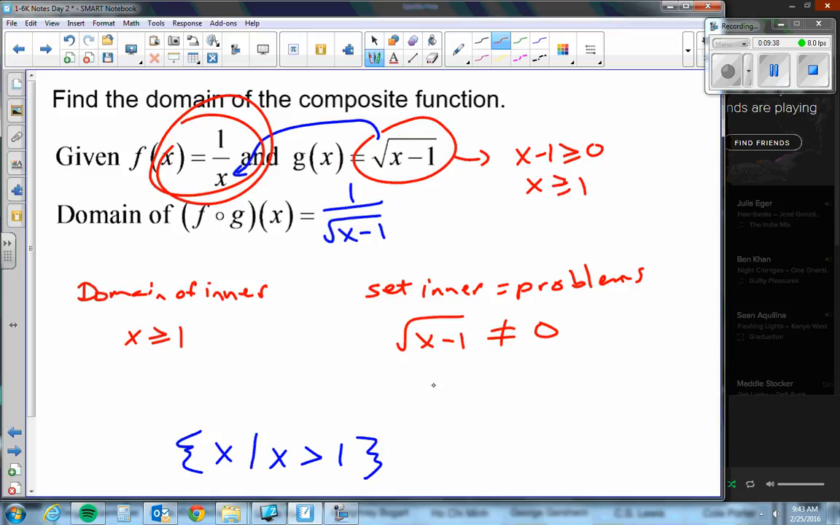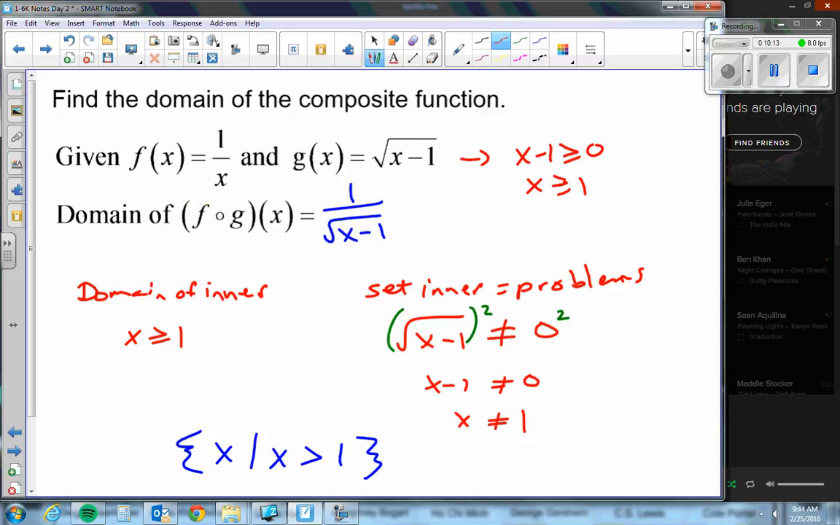So solve this, square both sides, and then add 1 to both sides, and you find that X can't be 1. Which you should have been able to figure out already, but there's your process. The domain already got rid of the things below 1. Now based on this, we have to get rid of 1 as well. And so you're left with just the numbers greater than 1. Okay? So that's your process. That works every time.